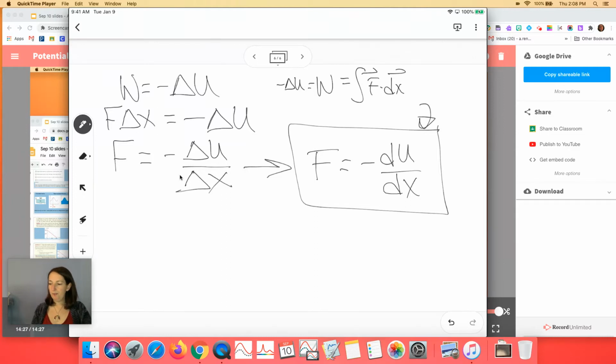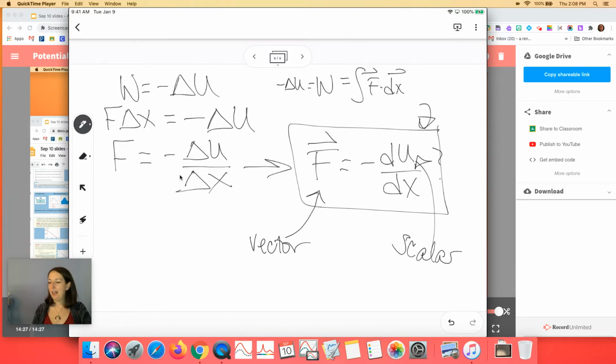So I have a question. Is force a vector or scalar? It is in fact a vector. Is potential energy a vector or scalar? It is in fact a scalar. So what in the world is happening? How do I have a vector on that side? Where is the vector nature of this?